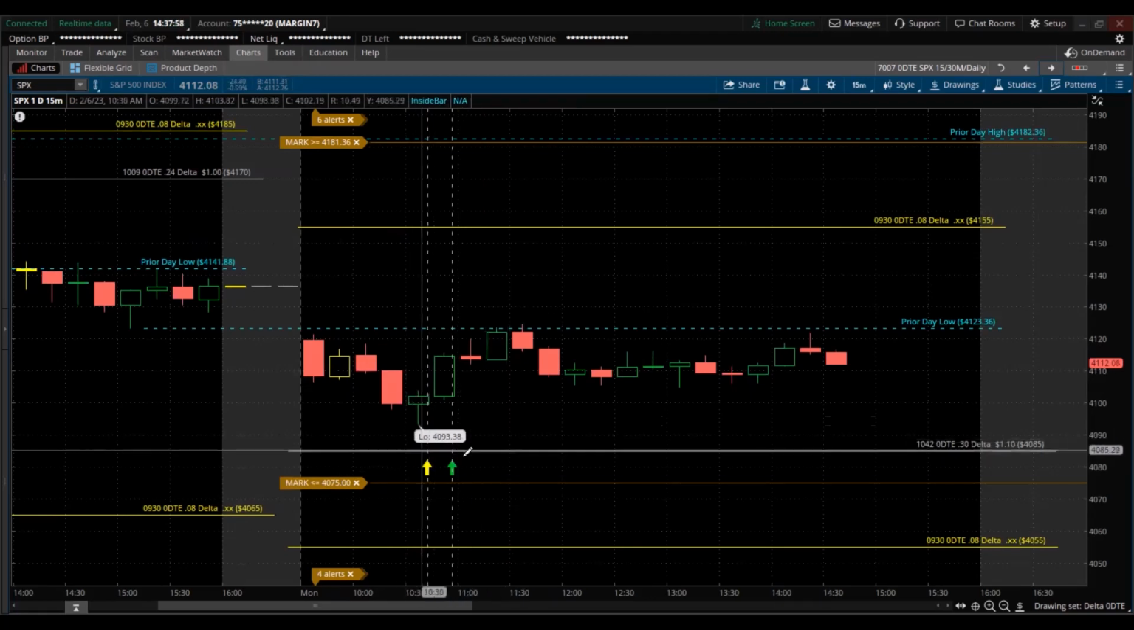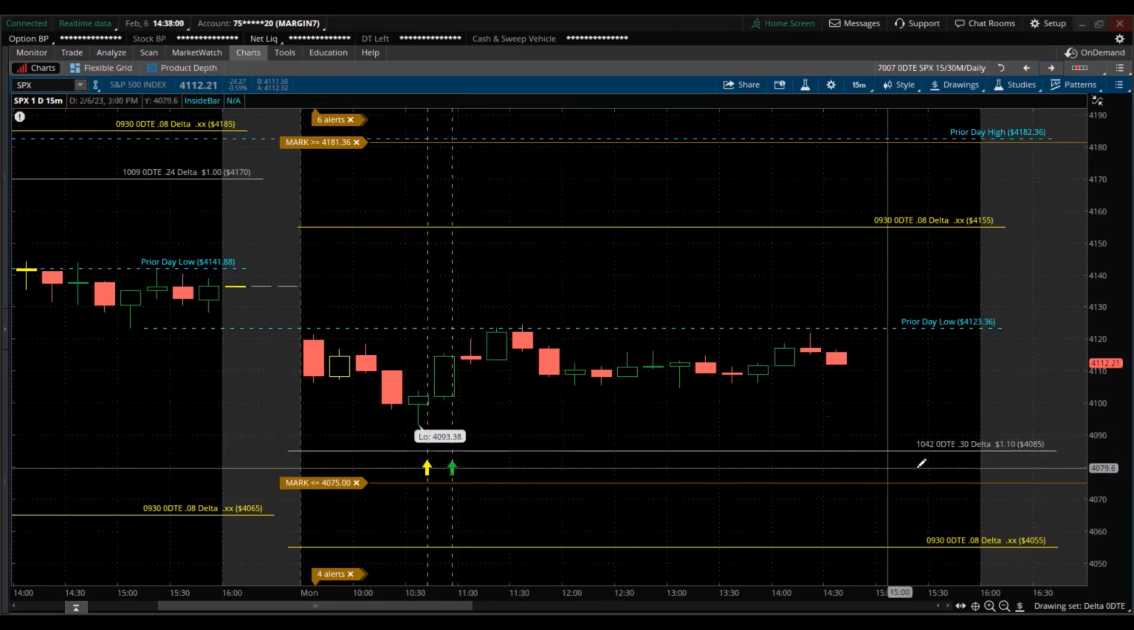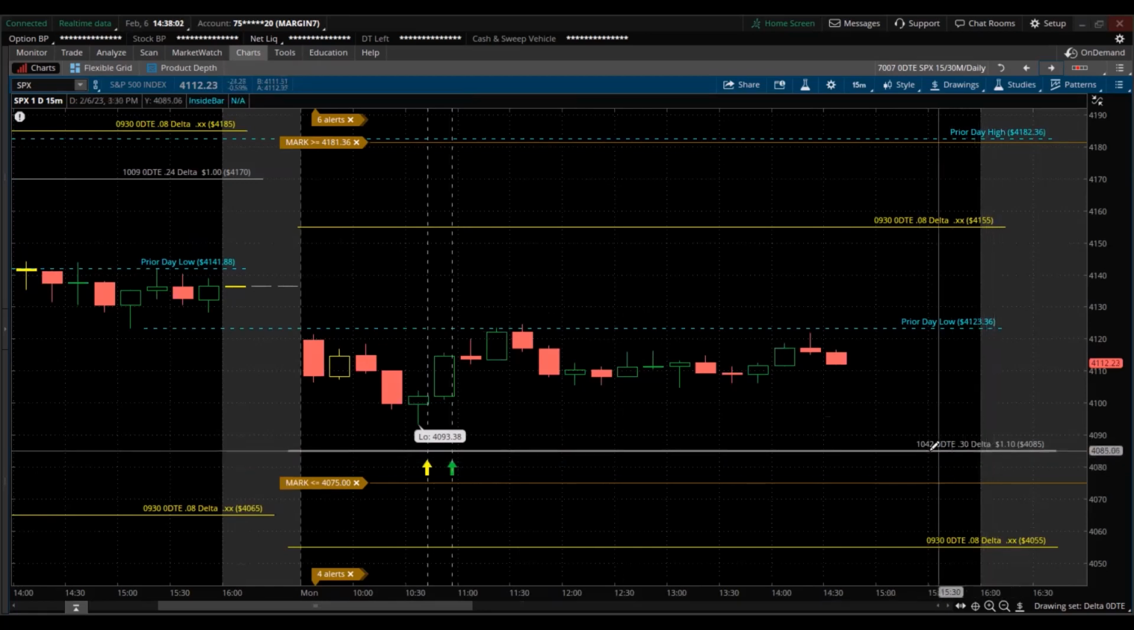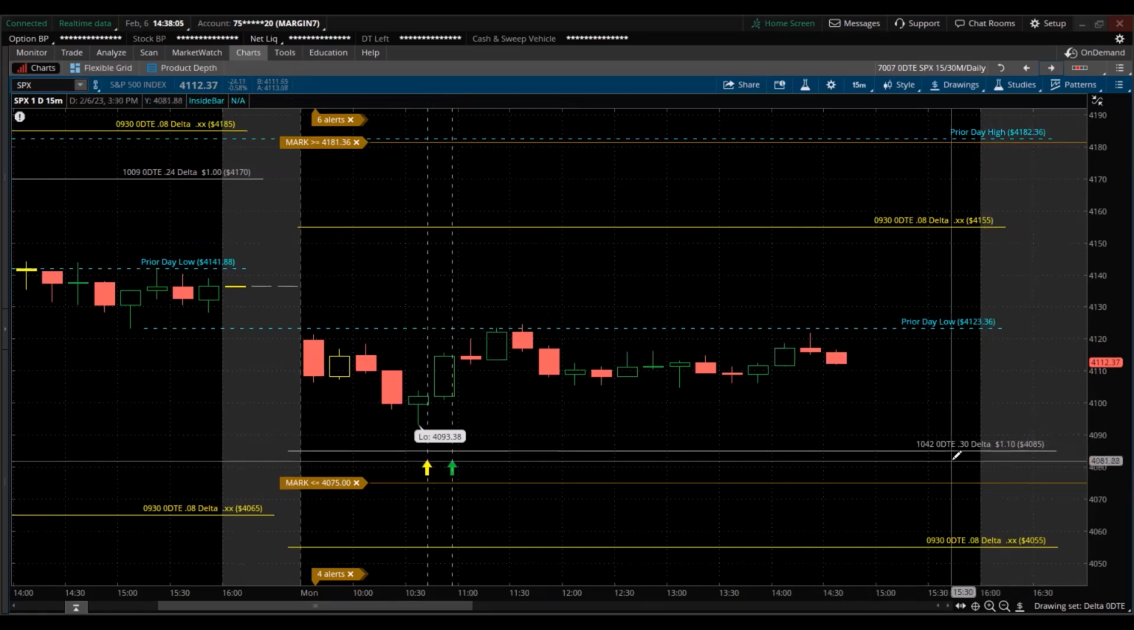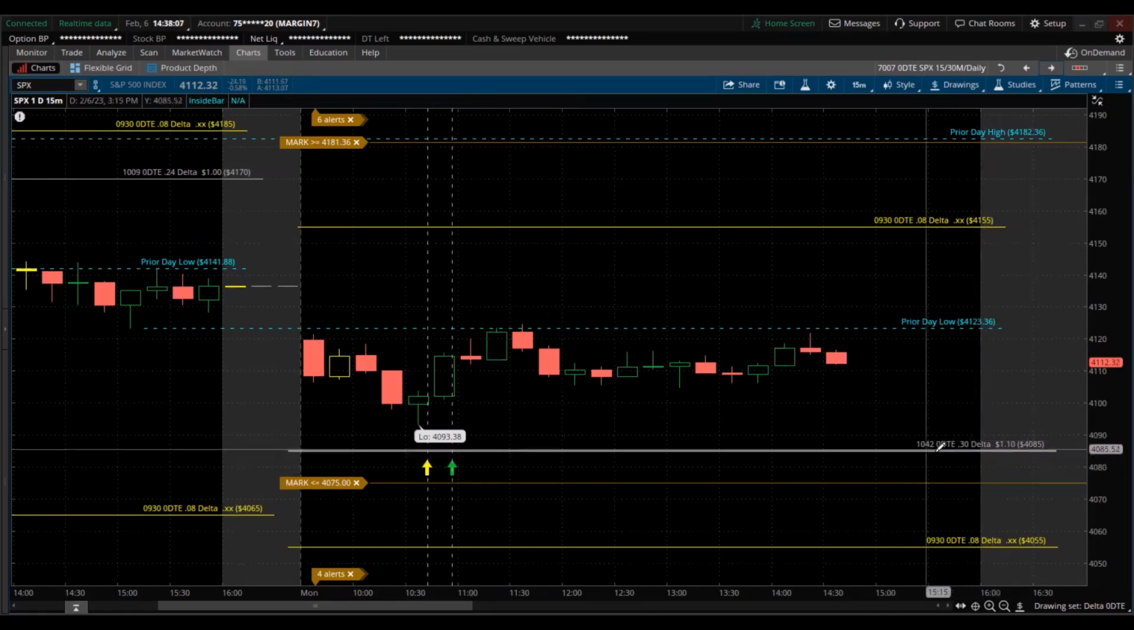So this gray horizontal line was the strike I used. It was the 4085, like I mentioned. I'll show you on the option chain. 30 delta at the time. Got in at 1042.